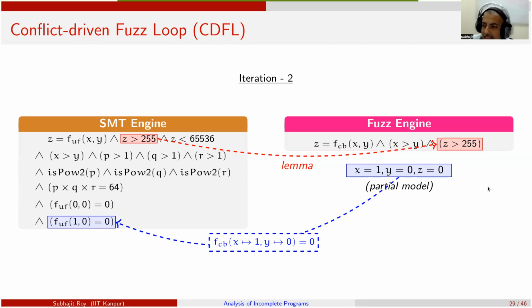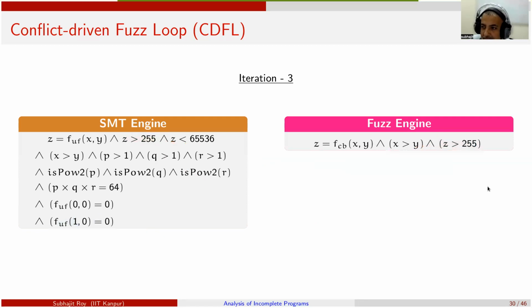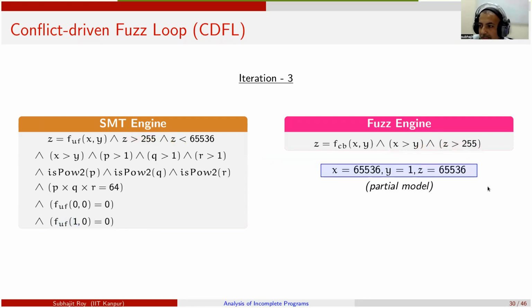Right? So the same thing happens further. We get another partial model: x is something, y is 1, z is something. And this again we propagate back to the SMT engine.